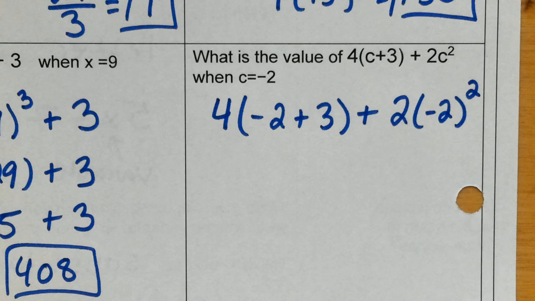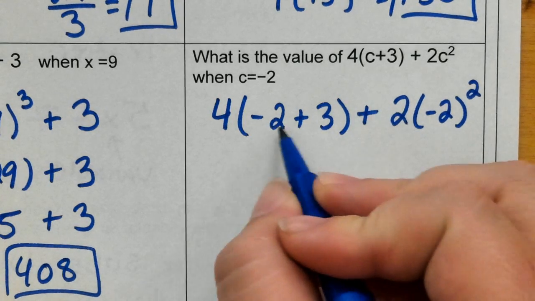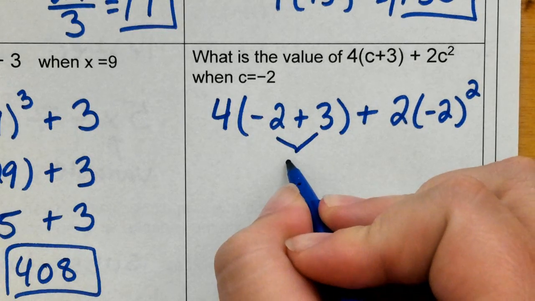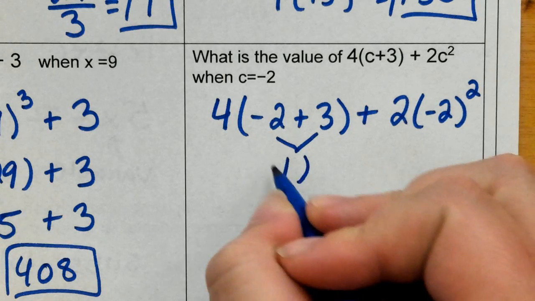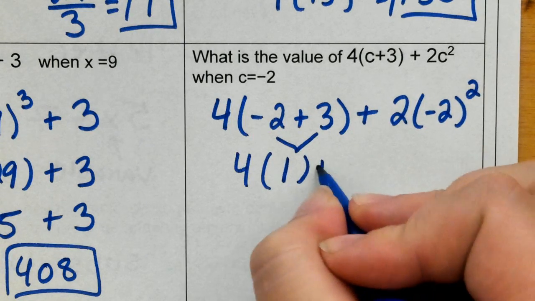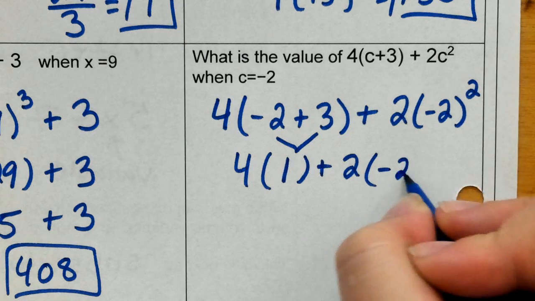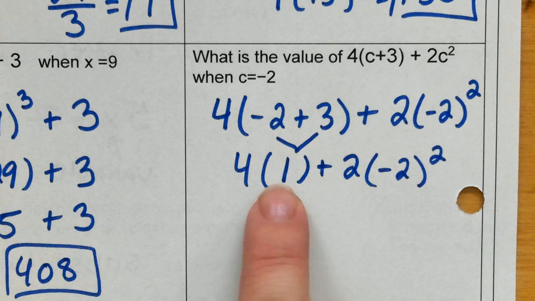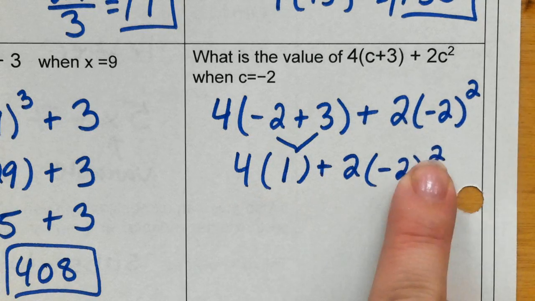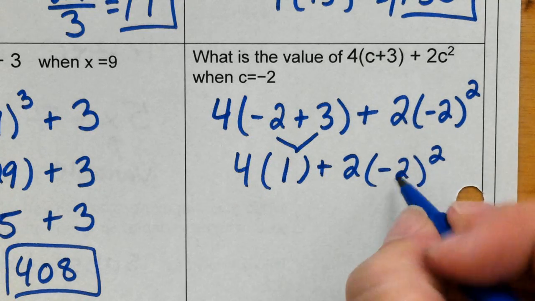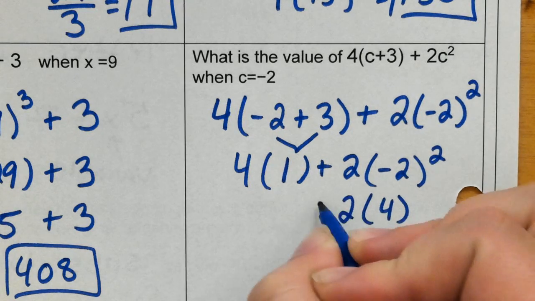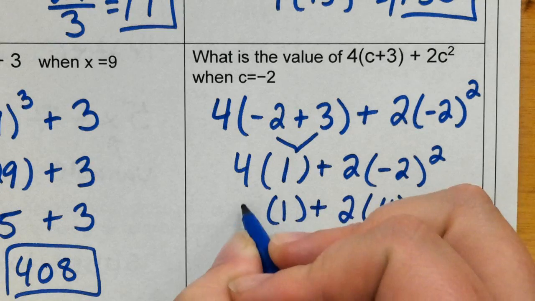Once we've put in negative 2, now we're just worrying about the order of operations. I do have grouping here with this negative 2 plus 3 in parentheses, so that's what I'm going to do first. Negative 2 plus 3 is 1. So now I'm just copying down the rest of my expression. I got rid of my grouping, and so if I look here, oh, I have an exponent. Negative 2 exponent 2 is 4. Now I'm just copying down the rest.